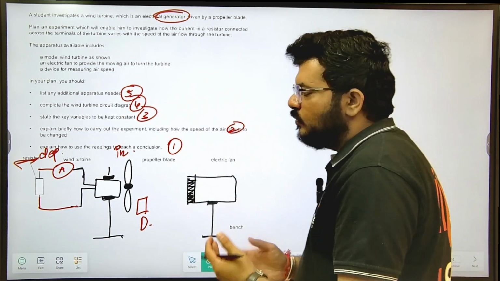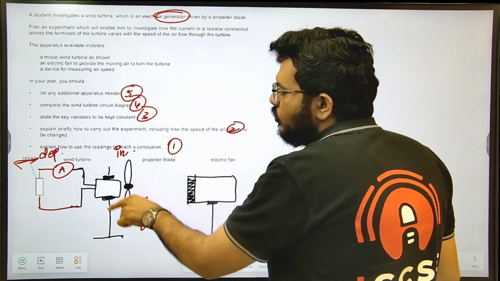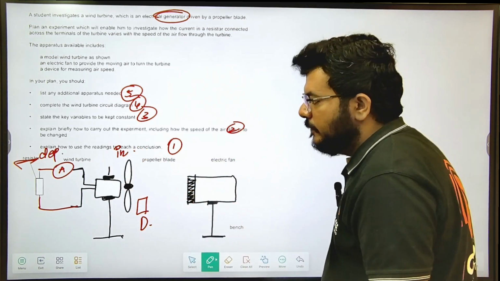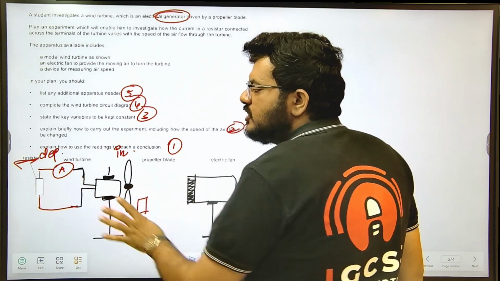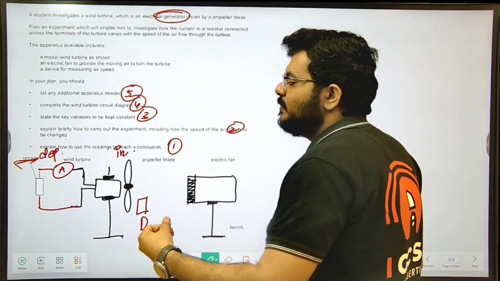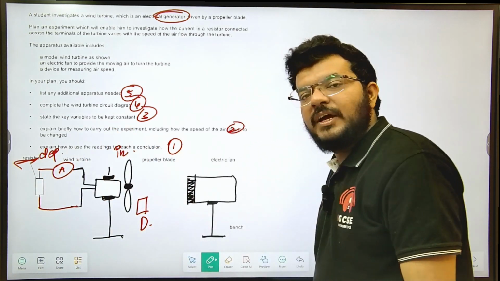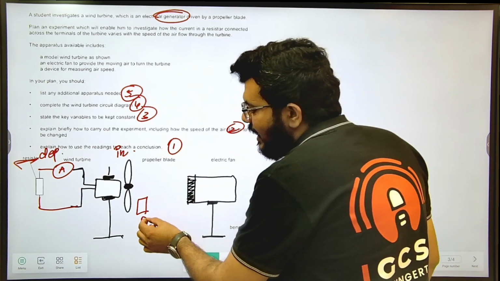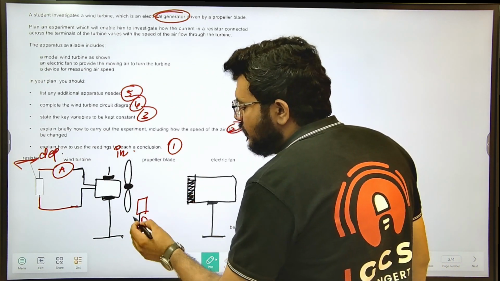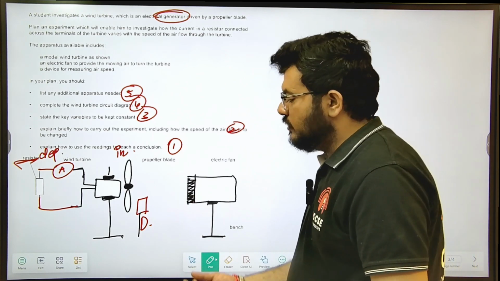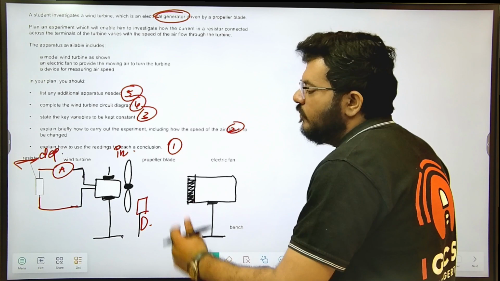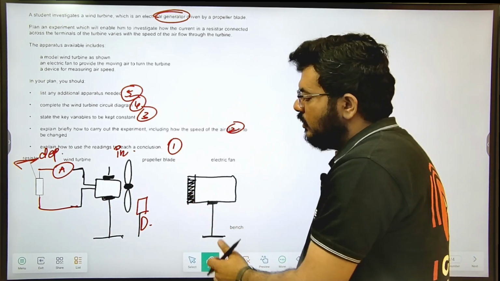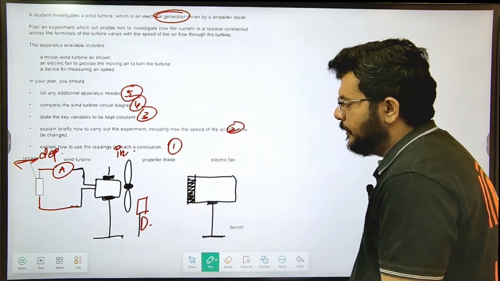So what will I do? What am I thinking? I want to drive this propeller blade. Once that happens, there is some current generated which will pass through this resistor. Whatever current is passing through this resistor will be shown by the ammeter. I have a device which can measure the speed of the air passing through this propeller blade. Obviously, I have to measure it before, not after the propeller blade.